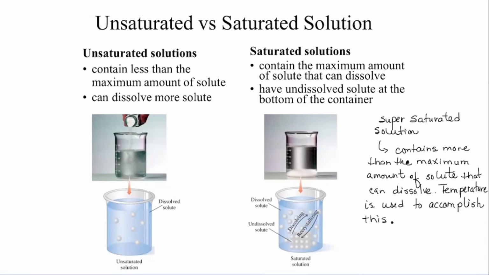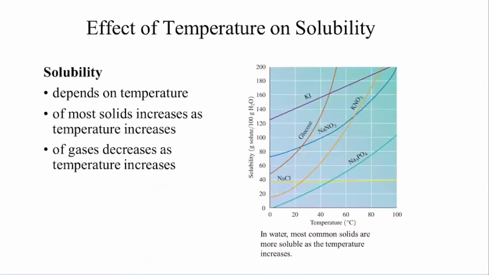So as I was mentioning, when it comes to having a solution, two things affect the ability of things to be soluble. The first one is temperature. When it comes to solubility, if we have solids, most solids, as you increase the temperature, their solubility increases. You can see specifically in this graph how that holds for a lot of solids: potassium iodide, glucose, sodium nitrate, potassium nitrate, sodium phosphate, not so much for sodium chloride, which is interesting. But for the majority of them, as you increase the temperature, their solubility increases.